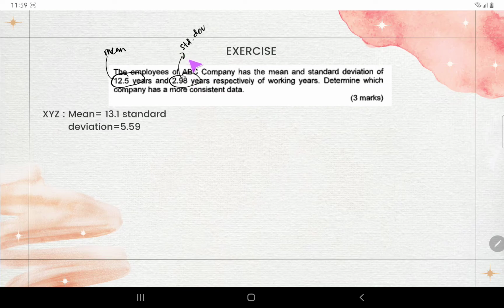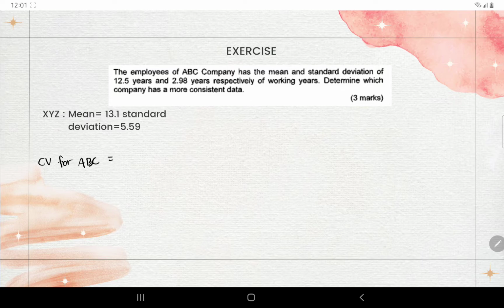We want to compare with another company called company XYZ. Given the mean of this company is 13.1 and the standard deviation is 5.59. So to find out which company has more consistent data, we need to calculate the CV for both companies. The first one is CV for ABC company.